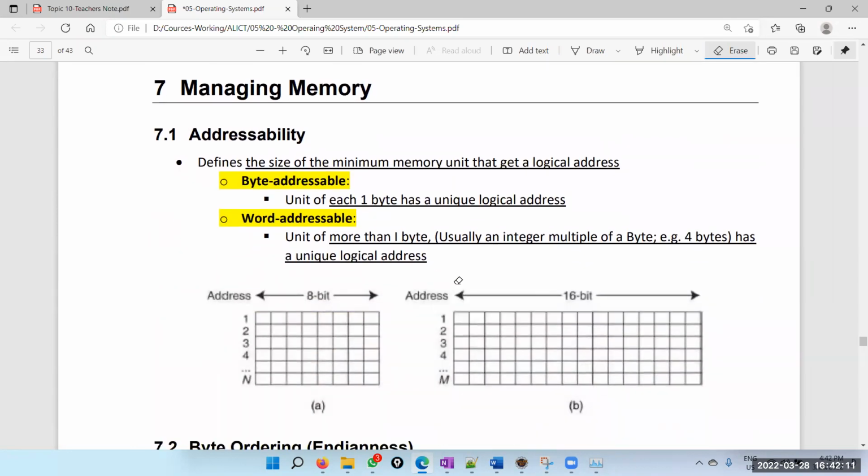So now we are into the final part of the operating system, memory management. Any questions? No.